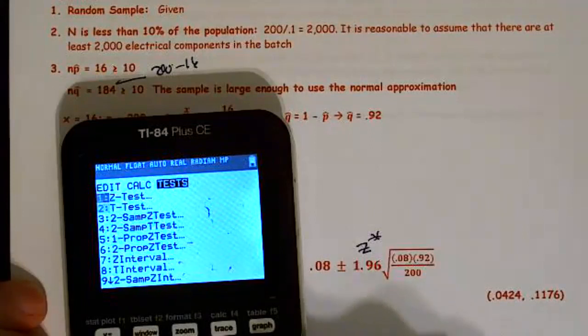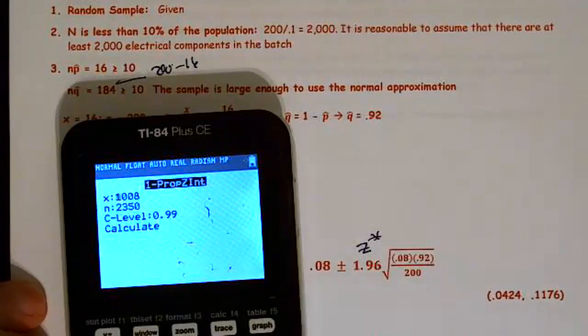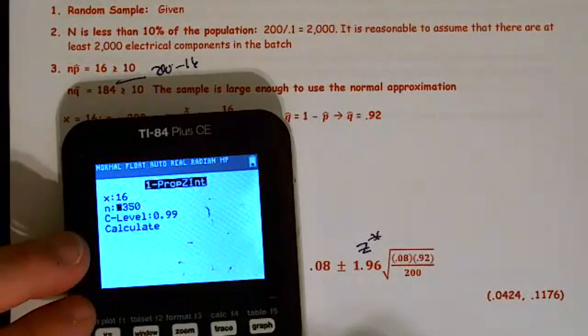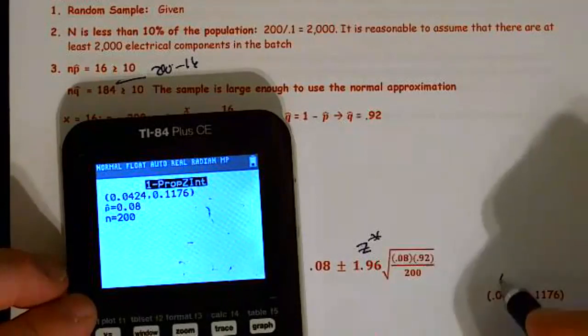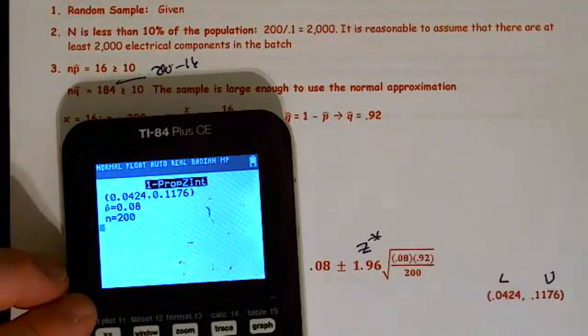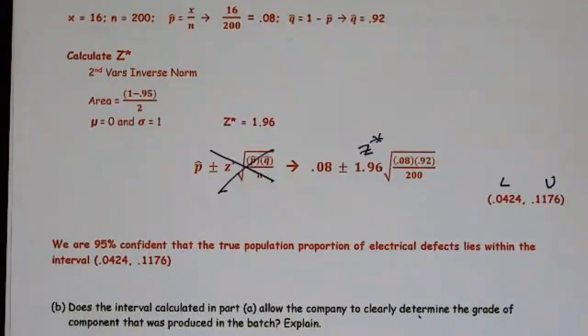It's stat, test, one proportion z interval. And I had 16 defectives out of a sample size of 200, 95% confidence interval. And I end up getting this 0.0424 is my lower bound, and that's my upper bound. So we are 95% confident the true population proportion of electrical defects lies within this interval.